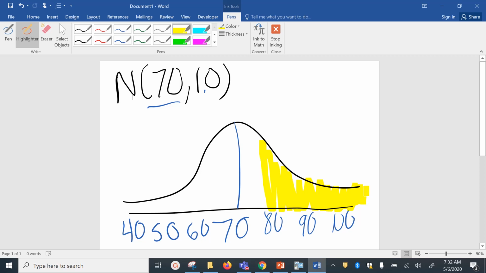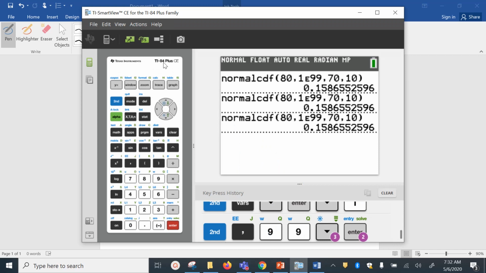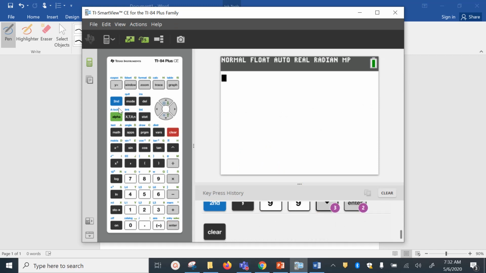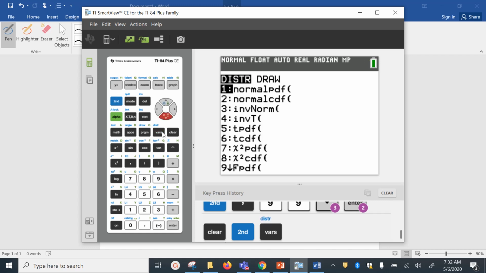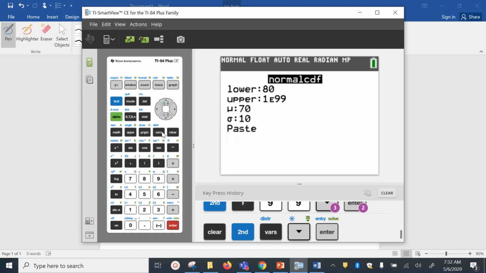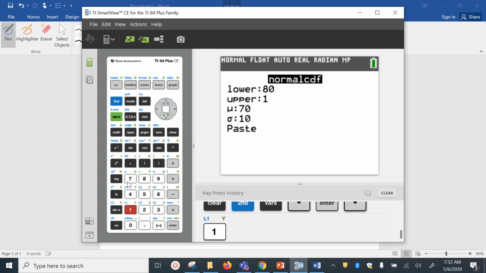But to find the actual probability, I'm going to go to my calculator and hit second, distribution, normal CDF. And remember, C stands for cumulative. So now lower is going to be 80 because the lowest we want to get is an 80. And then for upper, we're going to hit 1, second, E, 99.